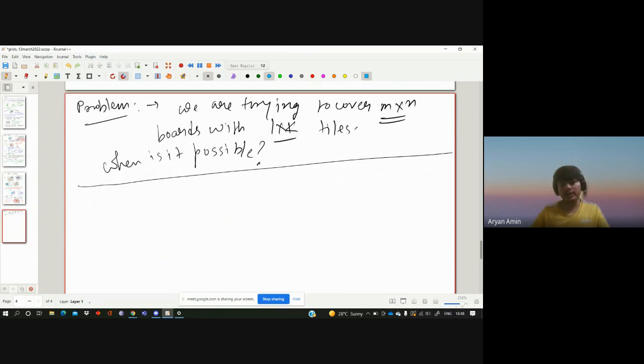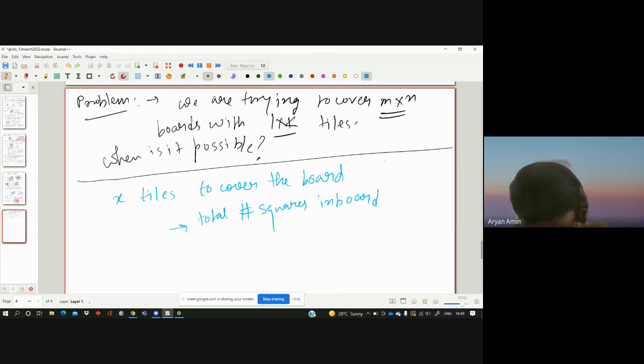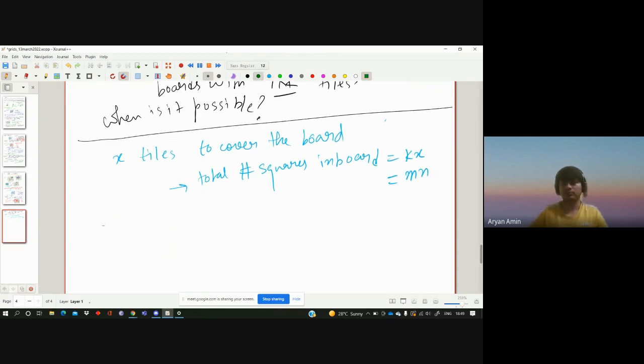Okay. So first of all, note that if you are using x tiles to cover the board, what is the total number of squares in the board? I lost my cursor. Yeah, this is just kx, right? But this is also equal to mn. So you can directly see that kx is equal to mn. In other words, k divides mn. Does everyone get what I did here?